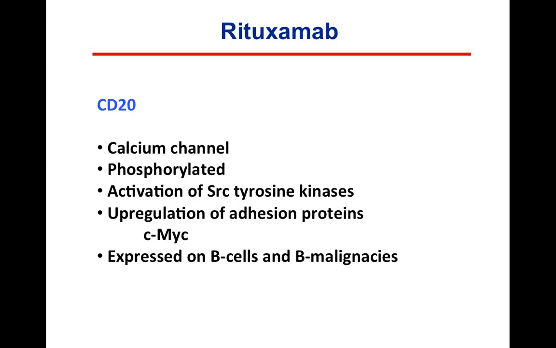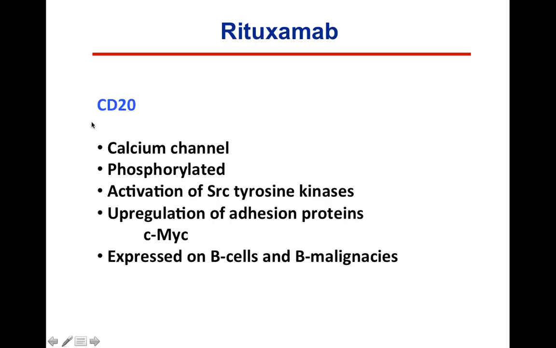So one of the first ones that was approved way back in the late 1990s was rituximab. This binds to an antigen which is referred to as CD20. That's the cluster. CD is just a standard nomenclature for a cell surface antigen. And so for B cells and B cell malignancies, you'll find CD20 can be expressed and potentially overexpressed on those cancers, and it's also expressed on B cells.